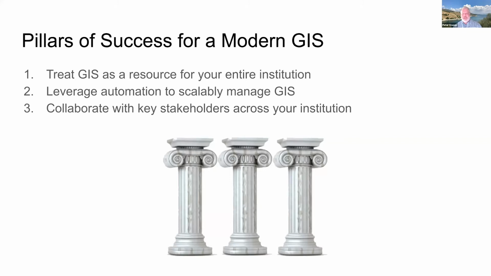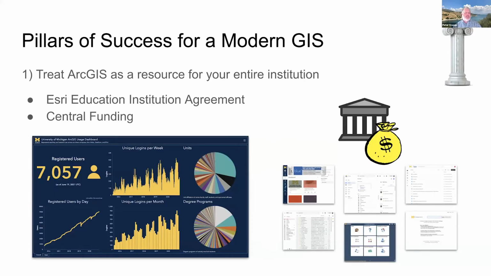So talking first here, the pillars of success for modern GIS, what makes this all possible? And let's look at each of these three individually. So first, treating ArcGIS as a resource for your entire institution. As Jerry pointed out, it's not just desktop anymore. It's not just a few units with GIS professionals in it. It's everyone on your campus using the software now.